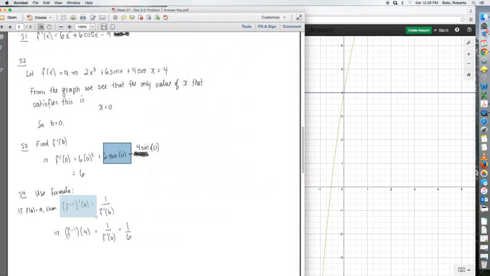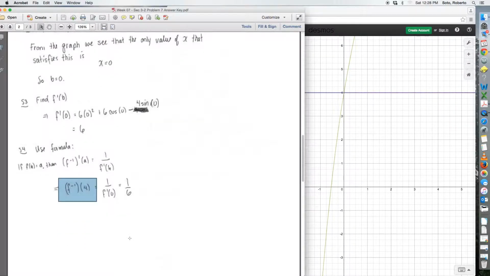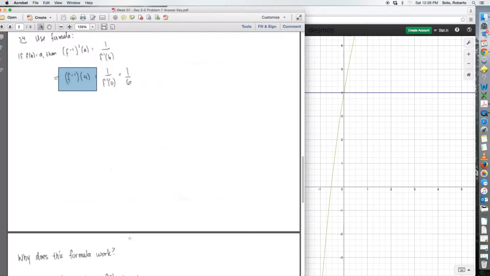And finally, we have this formula. The derivative of the inverse at the point is just 1 over f prime of the input. And so the point that we were concerned with was 4. So it's 1 over the derivative at 0, because that's what we found, and so we get 1/6. And so this is how you can approach those problems in the WebAssign that look like problem number 7.